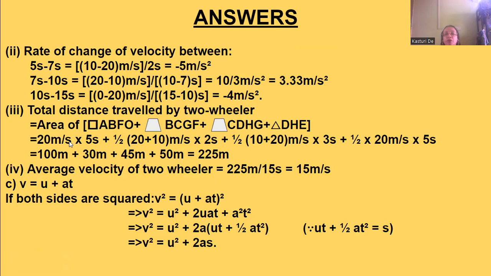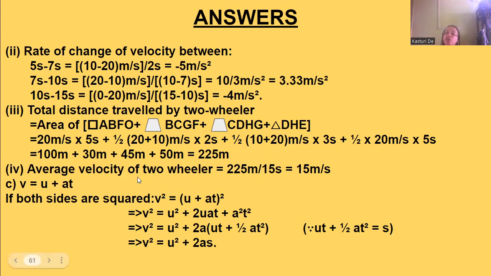First, ABFO is a rectangle, so 20 into 5. Then BCGF is a trapezium, so half into the sum of the parallel sides into the distance between the two parallel sides. So half into 20 plus 10 into 2. Again, CDHG will be half into 10 plus 20 into 3, and DHG will be half into 20 into 5. So that means 100 meters plus 30 plus 45 plus 50. That is 225 meters, the total distance traveled by the two-wheeler.